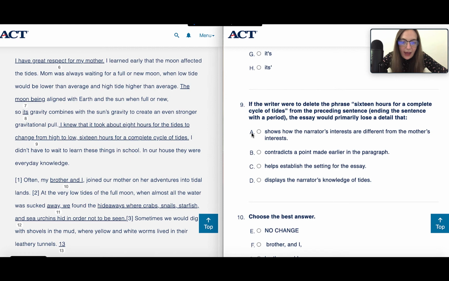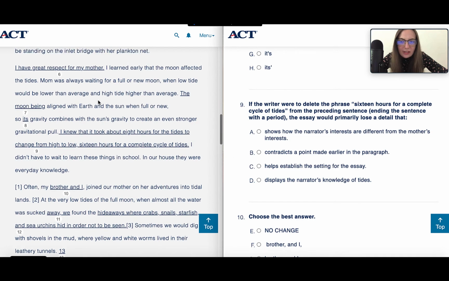So let's start with A. A says that we would lose a detail that shows how the narrator's interests are different from the mom's. This is not anything about the narrator's interest. This is merely a scientific fact, so that's a no. B contradicts a point made earlier in the paragraph. There's nothing talking about the time earlier in the paragraph, so that's going to be a no.